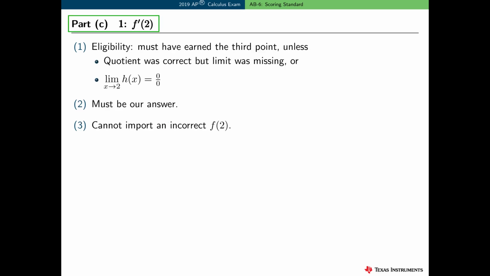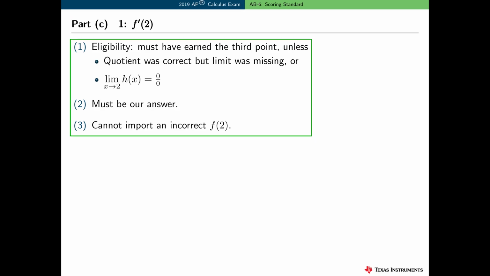And finally, the last point in Part C was for the value of f prime of 2. And there was an eligibility criteria here also. The student must have earned the third point, unless the quotient was correct but the limit notation was missing, or the notation used was incorrect. And the answer must be our answer, and the student cannot import an incorrect f of 2.